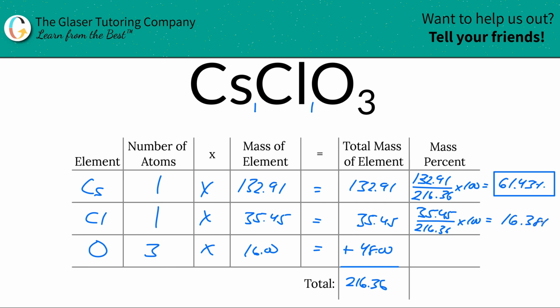16.38%. That's the mass percent of chlorine. Oxygen then is simple. The total here is 48. Forget about the sig figs. Except when the teacher takes off points for that. So then this is going to be 22.19 or so percent.